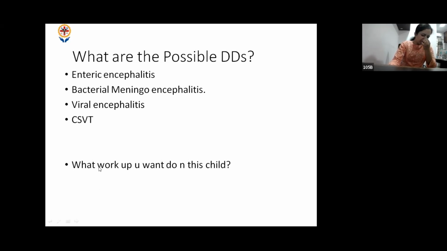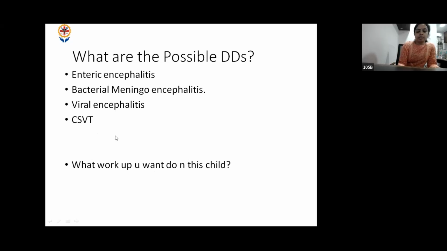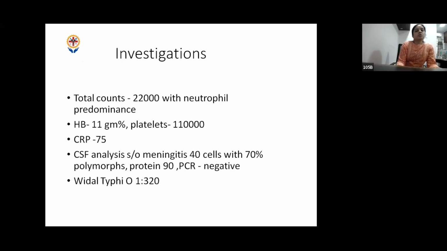So what are the other investigations you want to send? We send CBC, CRP and electrolytes. Yes. So let us see the reports. There is an elevated total count with neutrophil predominance. Hb is normal. There is thrombocytopenia. CRP is 75.